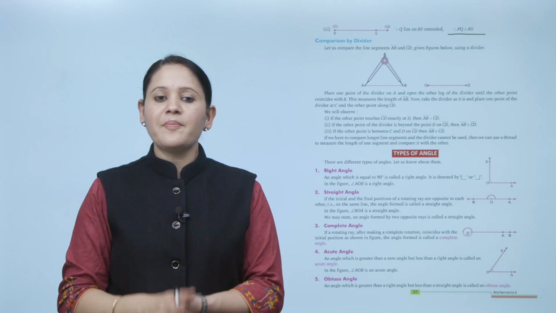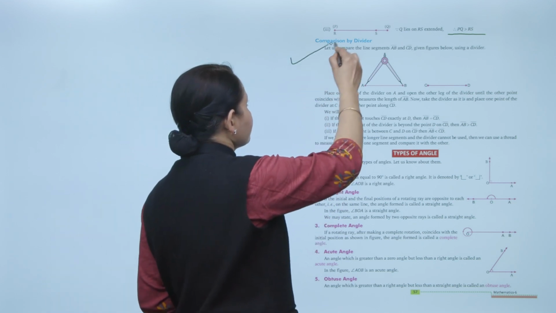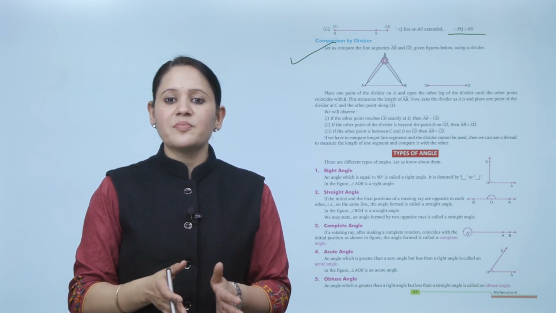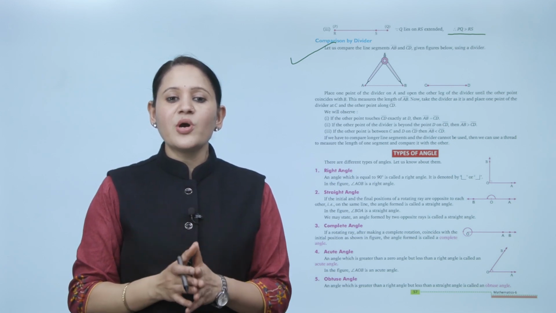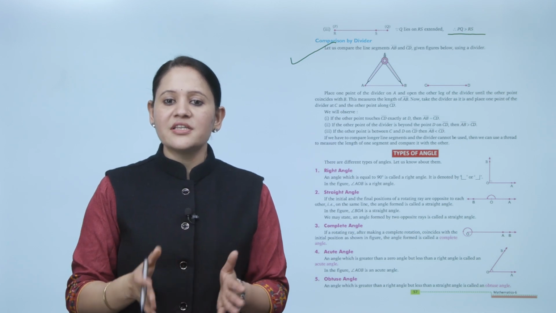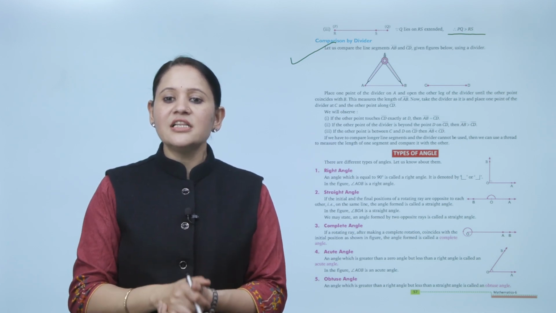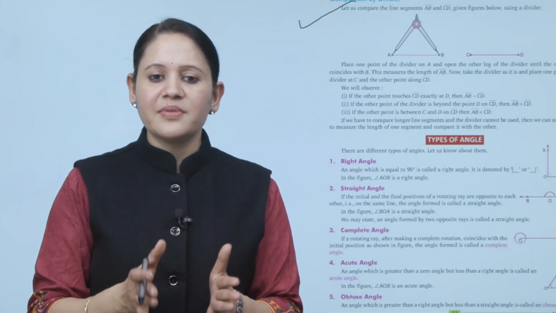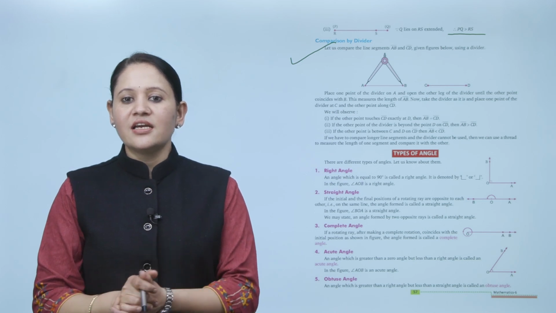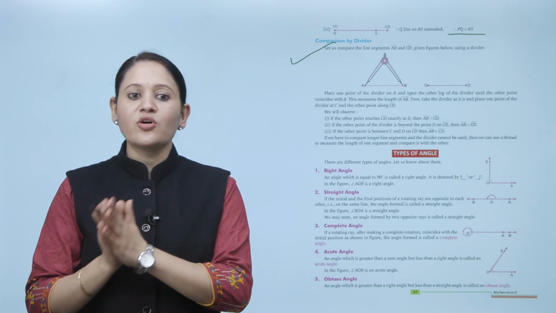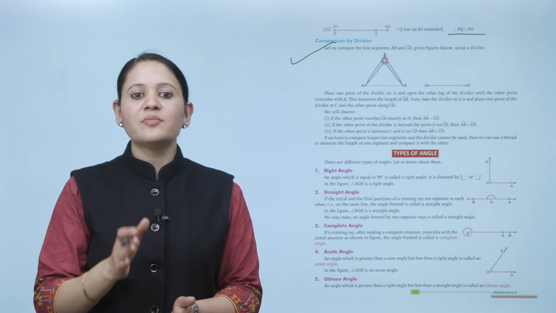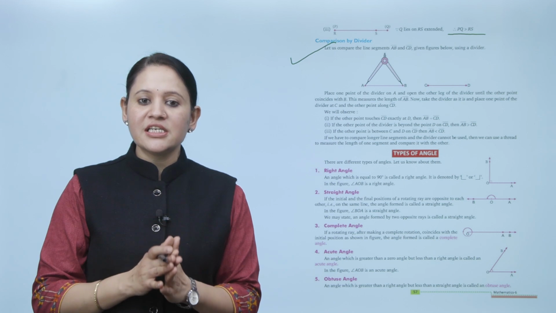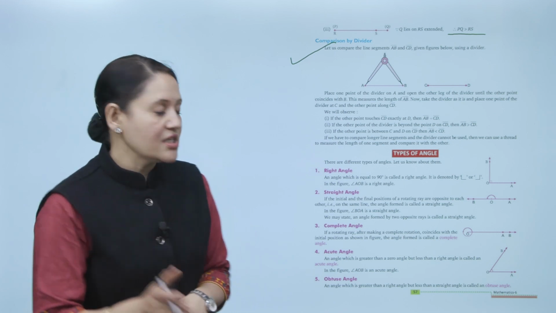Clear? Next is comparison by divider. Let us compare the line segments AB and CD in the given figure below using the divider. Place one point of the divider on A and open the other leg of the divider until the other point coincides with B. This measurement is the length of AB. Now take the divider as it is and place one point of the divider at C and the other point along CD. So we will observe if the other point touches CD exactly at D, then AB equals CD.